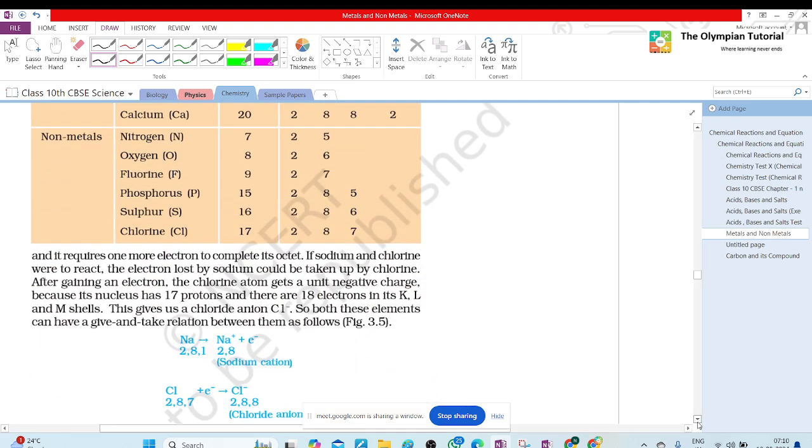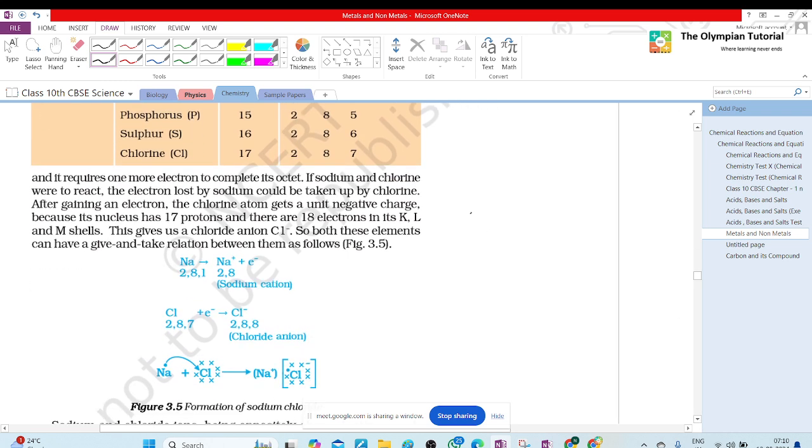Here we can see sodium and chlorine. The electronic configuration of sodium is 2, 8, 1 and chlorine is 2, 8, 7. So what will happen? Sodium will give 1 electron to chlorine. So sodium will become 2, 8 and chloride will become 2, 8, 8.